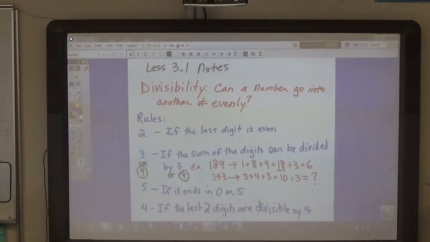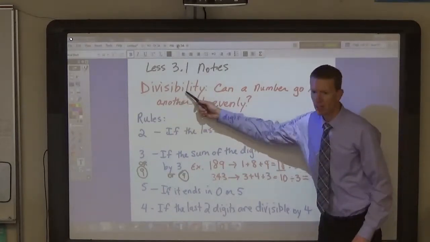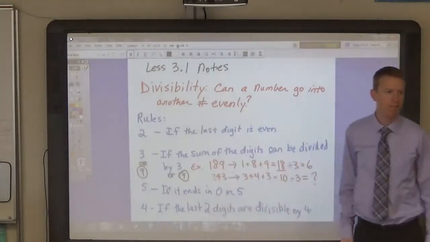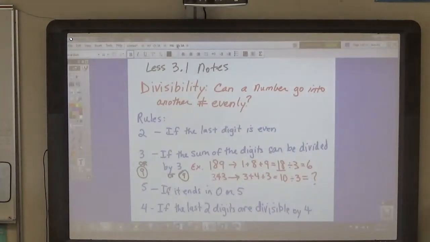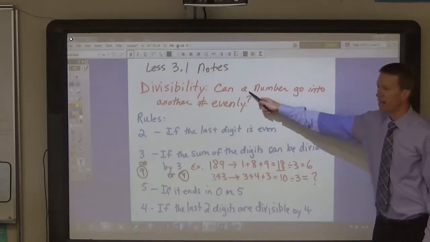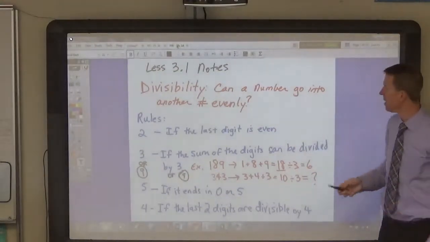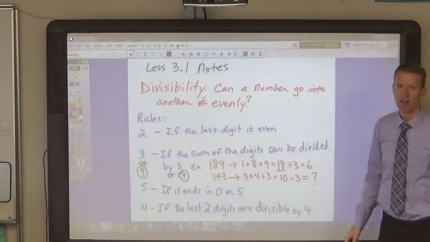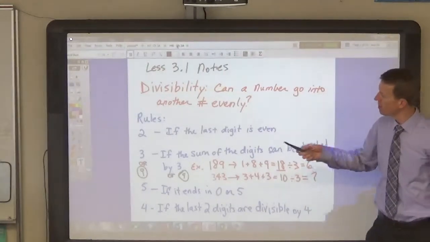Okay? The first lesson is on divisibility. The divisibility of a number. What word do you see in the word divisibility? Divide. Divide, right. How can you divide? Can a number fit into another number? Is it divisible by a number? That's one of the properties of numbers.